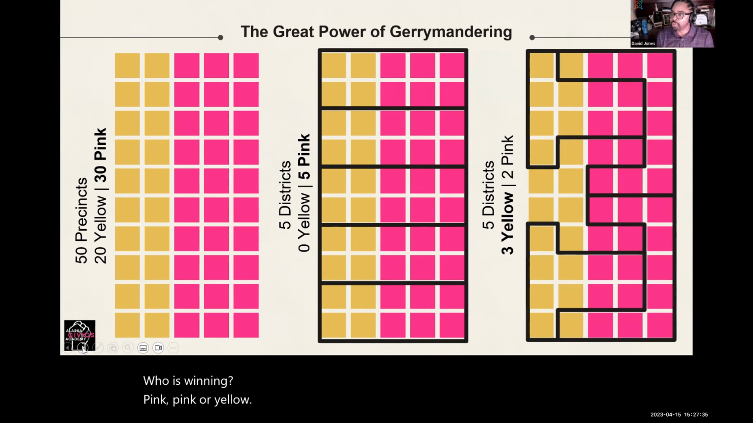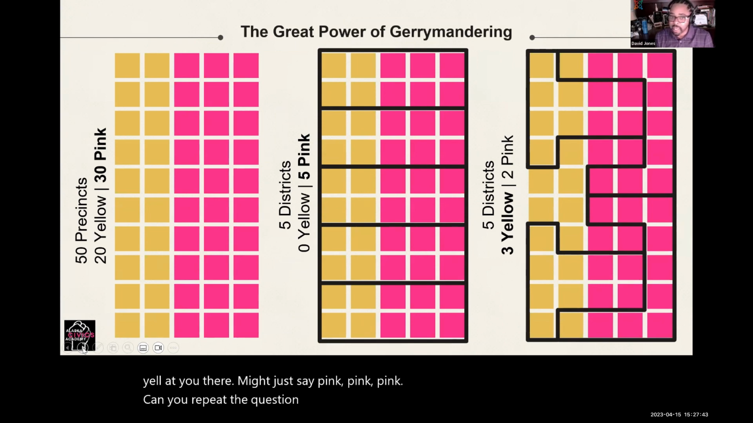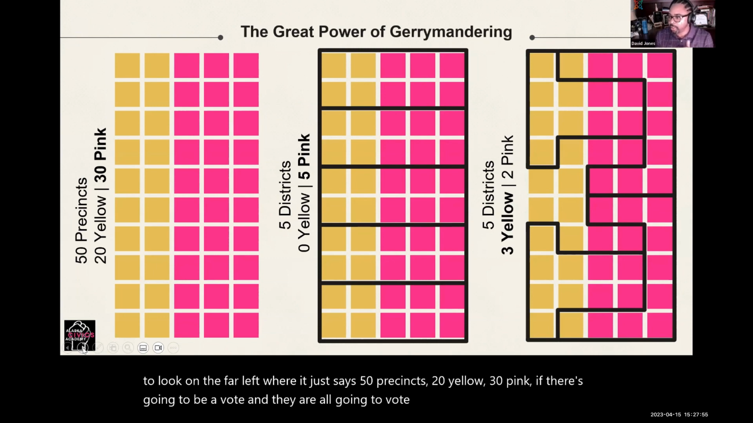You can unmute as well. If you're struggling with the chat, you can unmute and just yell out your answer. Oh, never mind, it just said pink, pink, pink. Can you repeat the question and which are we looking at? Yes, I can. We're going to look on the far left where it says 50 precincts, 20 yellow, 30 pink. If there's going to be a vote and they are all going to vote their color, who's going to win, pink or yellow?